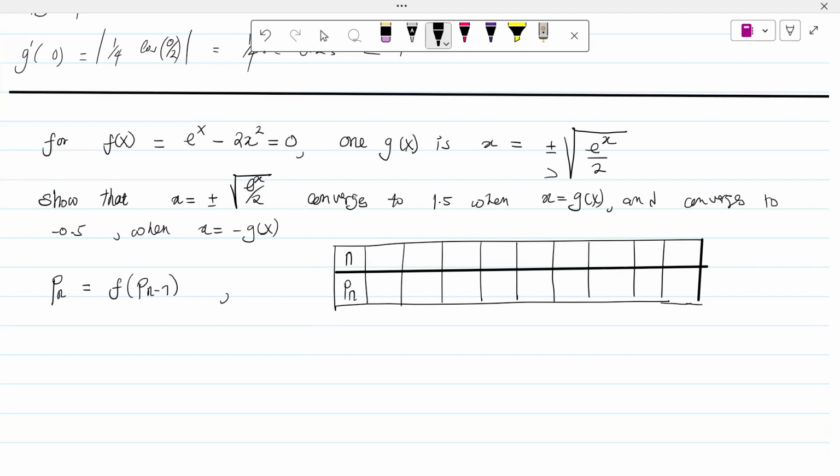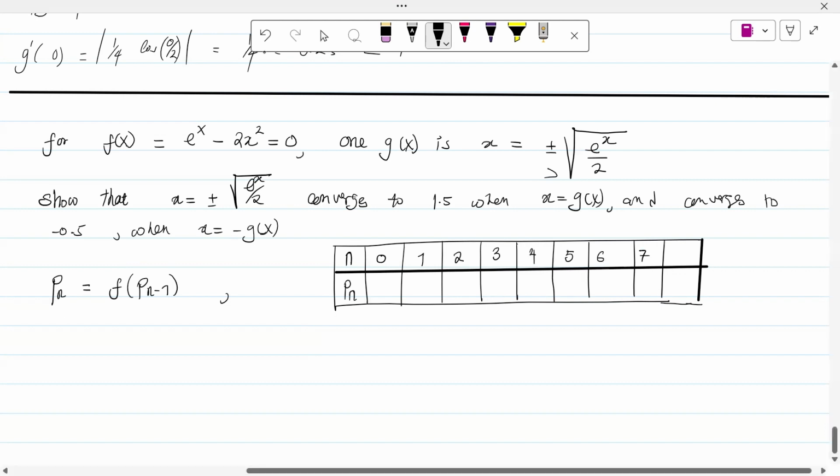Okay, so I have to pick the values that are very, very close to 1.5, right? So if you look at 1.5 here, what value can we pick which is very close to 1.5? That would be the starting value. So n equal to 0, n equal to 1, n equal to 2, n equal to 3, n equal to 4, n equal to 5, n equal to 6, 7, 8.